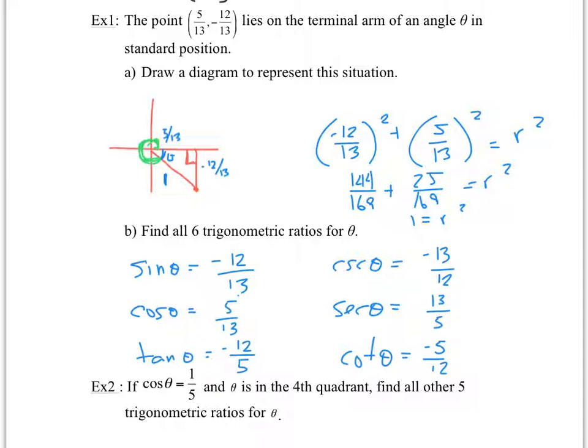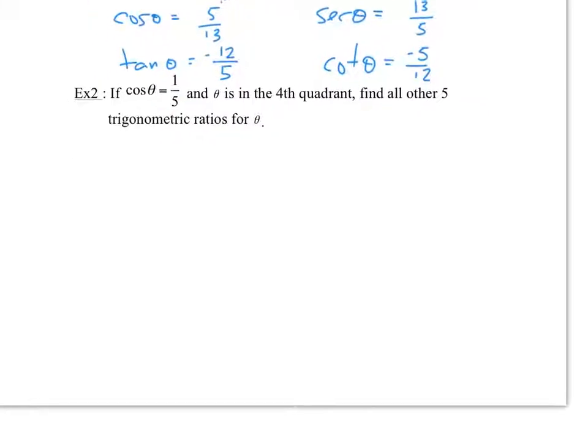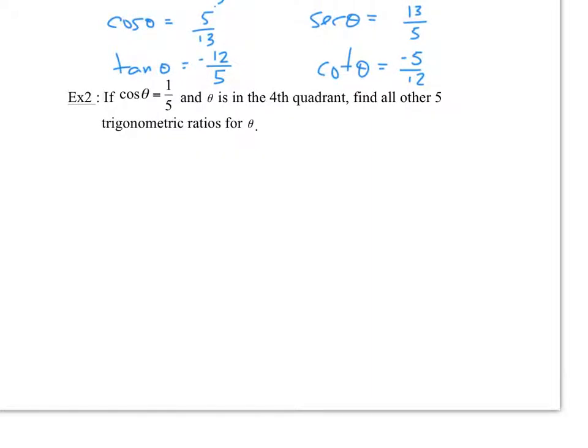So that's fairly simple. All right, so in the second example, if cos equals 1/5 and theta is in the fourth quadrant, find all other 5 trigonometric ratios for theta. First thing I'm going to do is draw out this angle. This angle is in the fourth quadrant, right? And you have cos equal to 1/5. So cos is your x value.